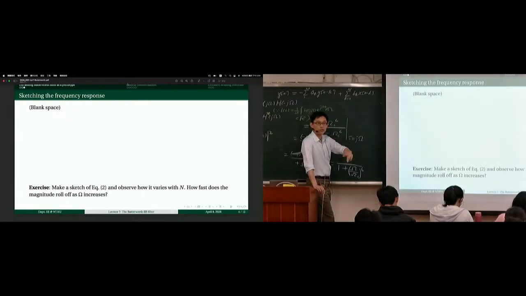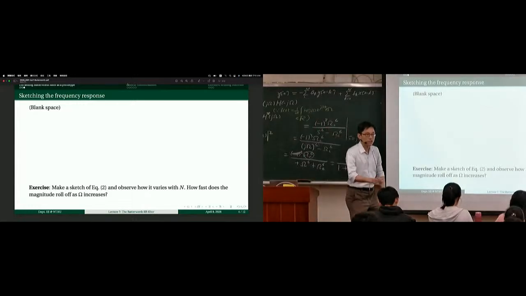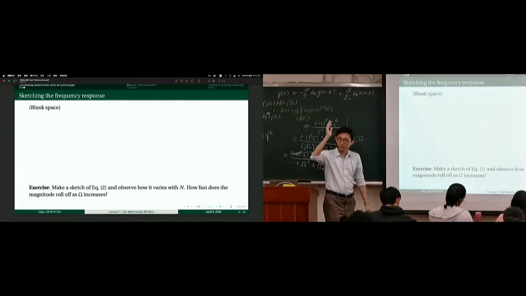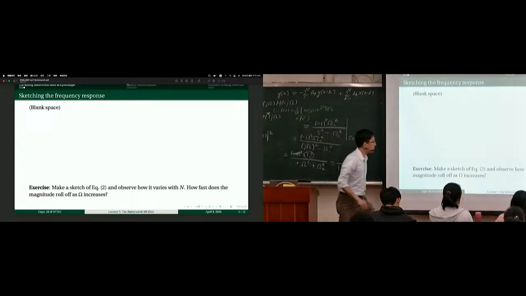Sharper. Anybody slower? Why sharper? Why do you think it is sharper? Does it make sense? The answer is sharper. So let's take a plot. It's not hard.